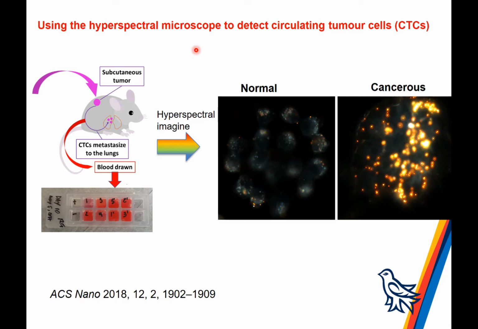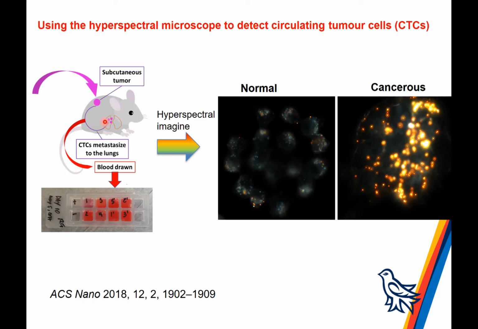So here we implanted a tumor in this mouse, and the tumor is going to generate what we call circulating tumor cells that are going to come out of the primary site, and they're going to go into the mouse blood, the circulatory system here, and then they're going to end up in the lungs of the mouse.